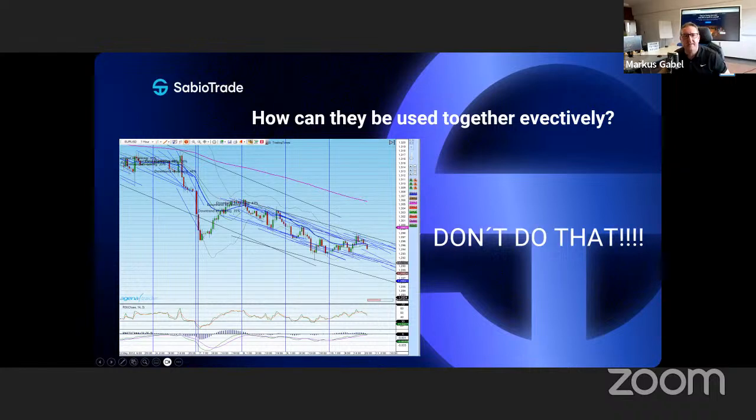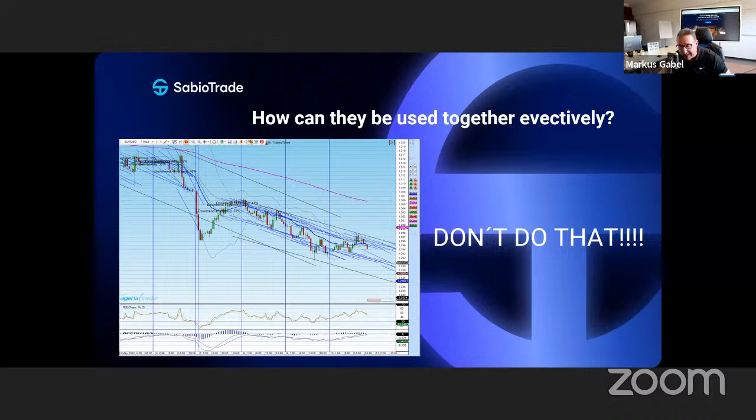The question is, how can they be used together effectively? You see this chart? Oh my goodness. It's one of my first charts when I started my trading career in a different platform, by the way. I guess that was almost 20 years ago, 17, 18 years ago. And you see, I had the RSI, I had the MACD in the same chart. Today, I know they show me exactly the same. And I had the Bollinger Bands in that. I had trend lines in it. Yeah. So you see what I wrote here in the slide.